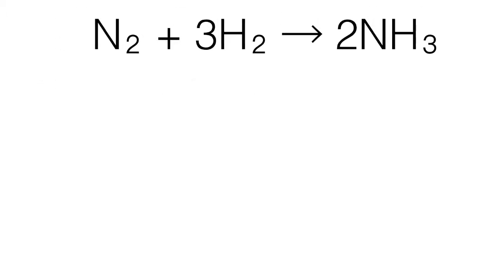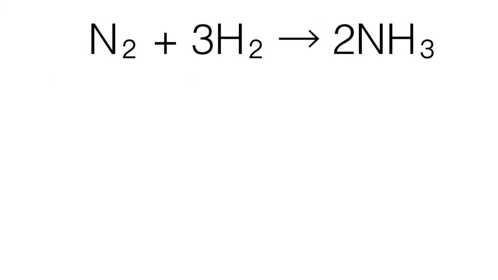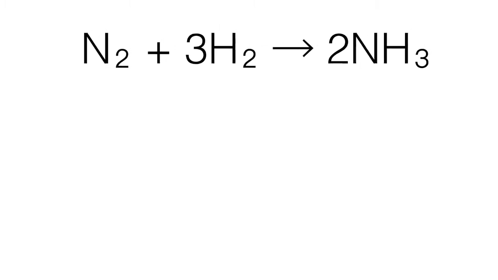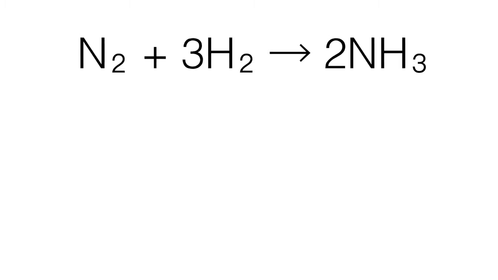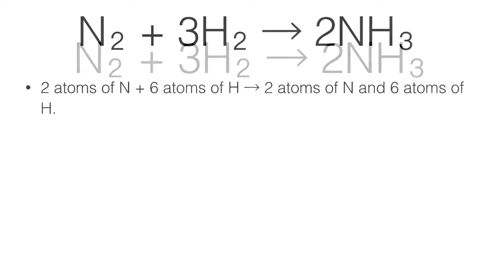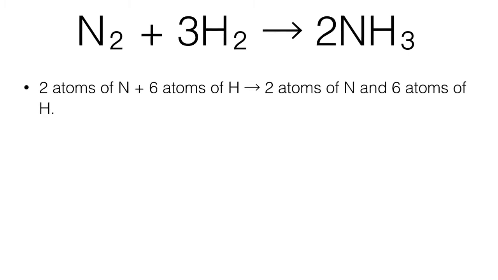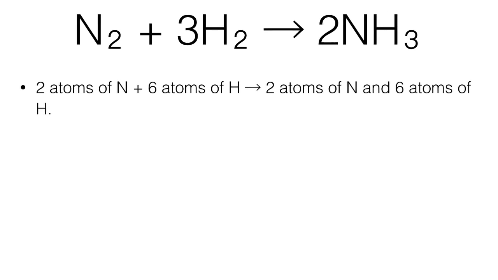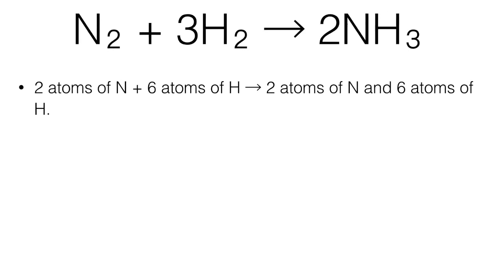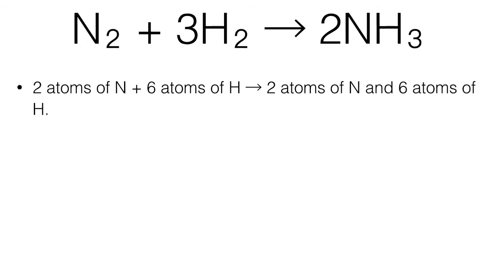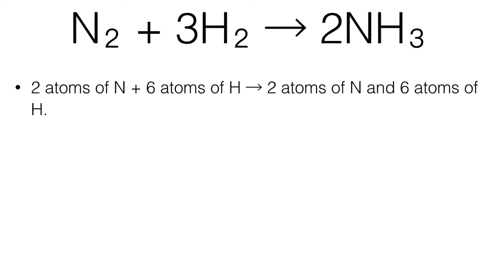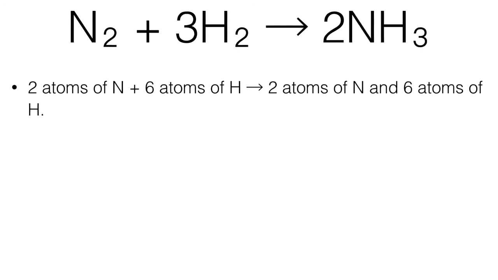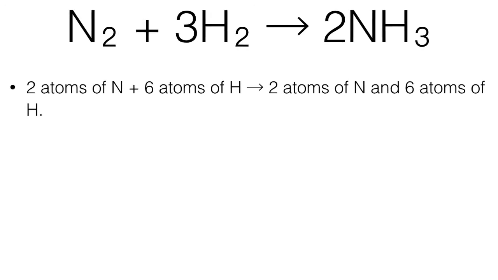Let's recap all of the information that we can actually get from this balanced chemical equation for the formation of ammonia. N2 plus 3 H2 yields 2 NH3. First of all, in terms of atoms, 2 nitrogen atoms plus 6 hydrogen atoms will yield 2 atoms of nitrogen and 6 atoms of hydrogen. This follows with the law of conservation of matter, or the law of conservation of mass, which states that matter or mass cannot be created or destroyed in the process of a chemical reaction.